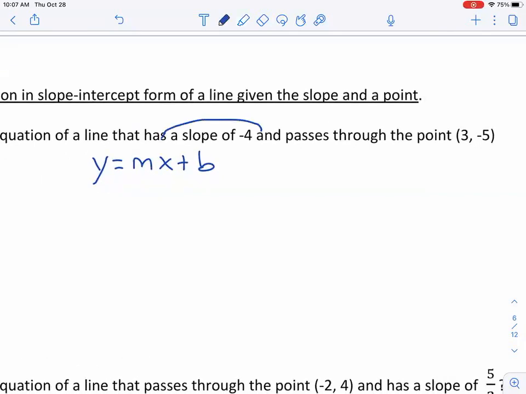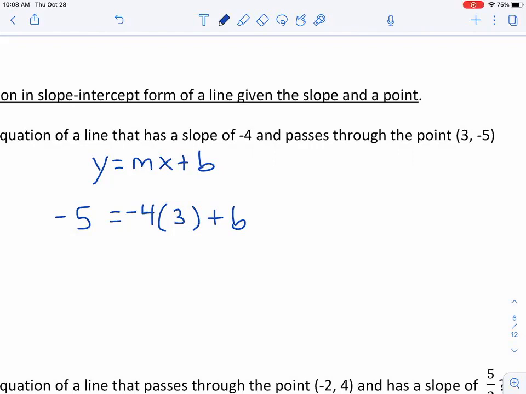So let me show you. -4 is our slope. Our x is 3, so I'm going to put 3 in parentheses. And I have plus b because I'm trying to solve for b. And then -5 is our y value. So our next line reads -5 equals -4 times 3 plus b. We have to solve this for b.